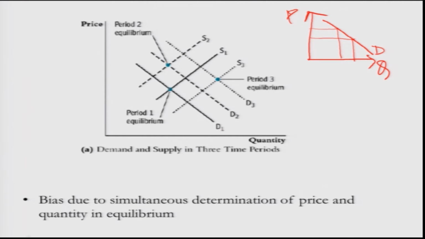So, for instance, we have an intersection point of D1 and S1, which is the equilibrium point in period 1, let us say. In period 2 we have another intersection which is given by D2 and S2. In period 3 we have yet another intersection which is given by D3 and S3. So, we have a simultaneous determination of price and quantity in equilibrium. We do not see price and quantity away from equilibrium on the demand function, we only observe these equilibrium points.